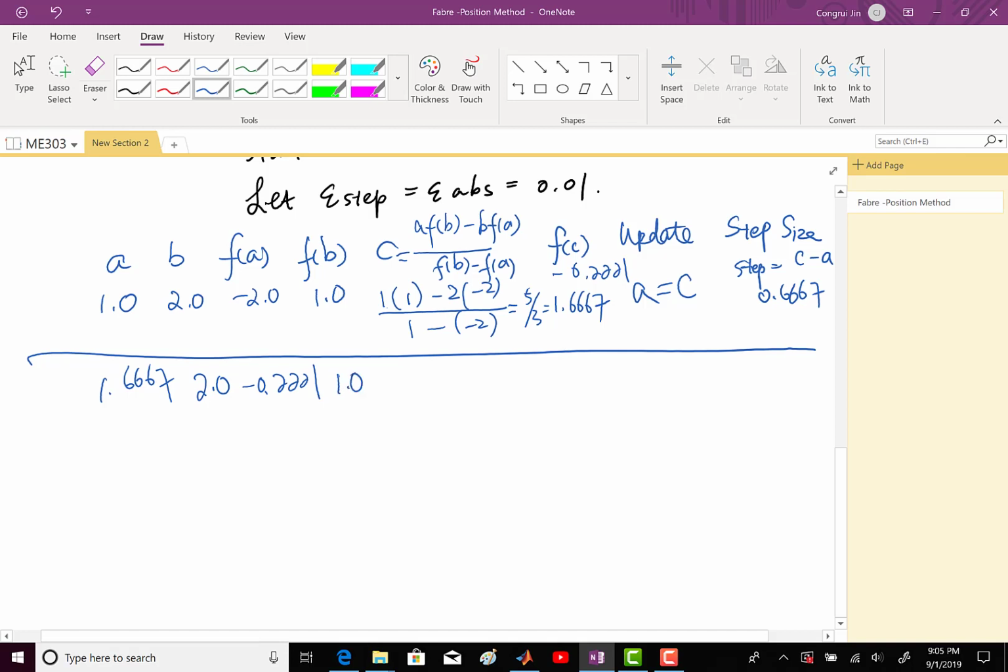So C will be A times FB, which is 1, minus B times FA, negative 0.2221, over FB, which is 1, minus negative 0.2221, right? So if you calculate this one, it should be 1.7273, okay?